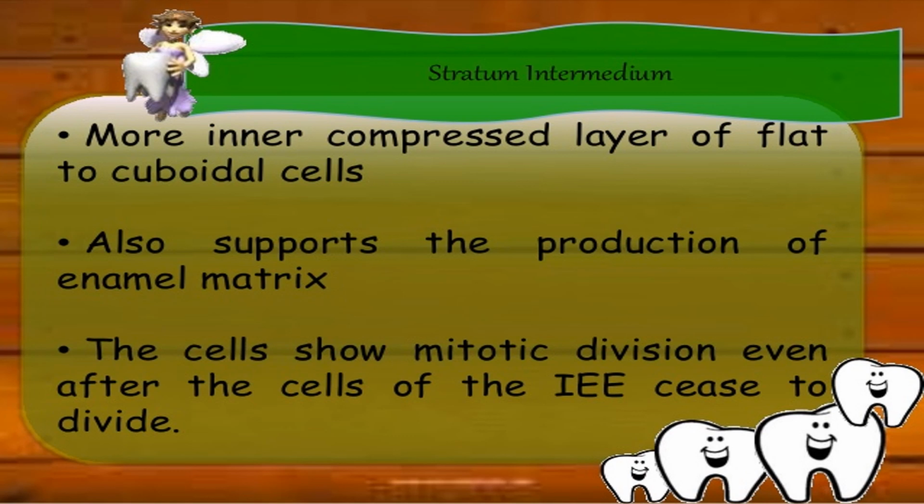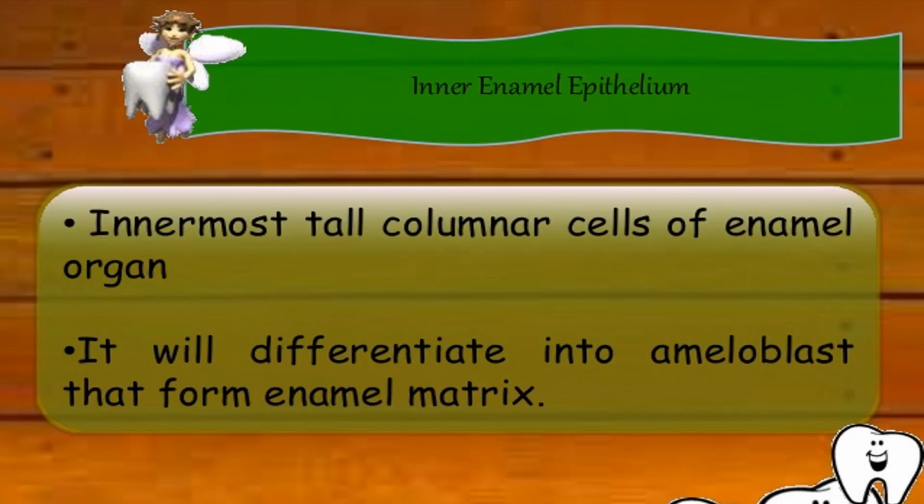Stratum intermedium, the next layer. A more inner compressed layer of flat to cuboidal cells, it also supports the production of enamel matrix. The cells show mitotic division even after the cells of the inner enamel epithelium cease to divide.